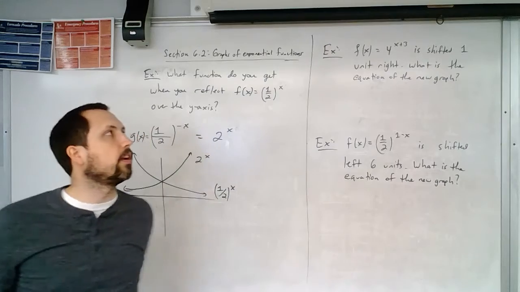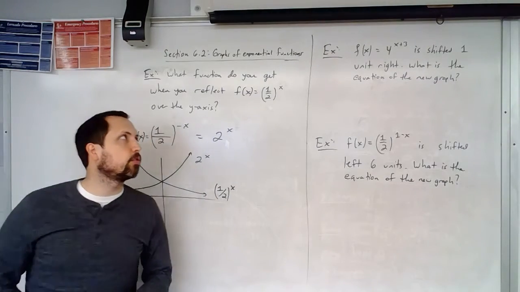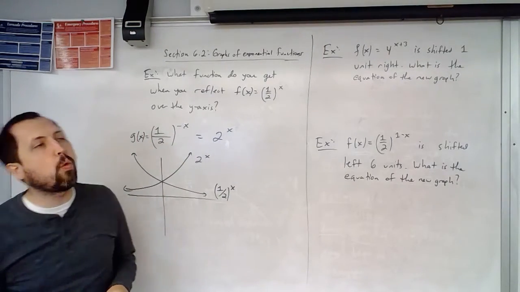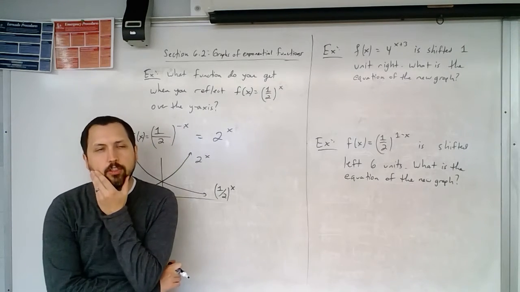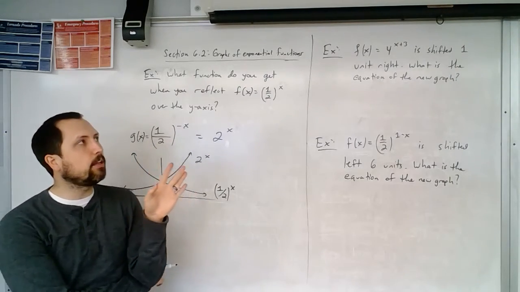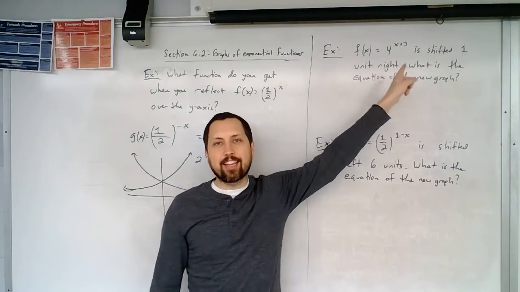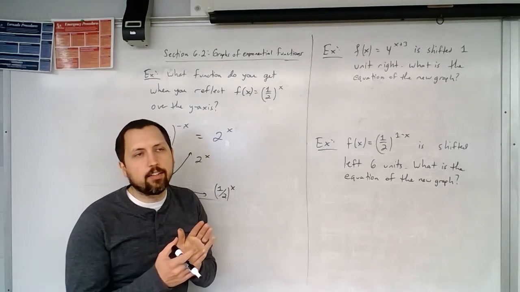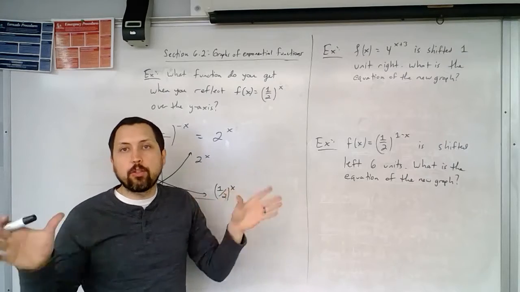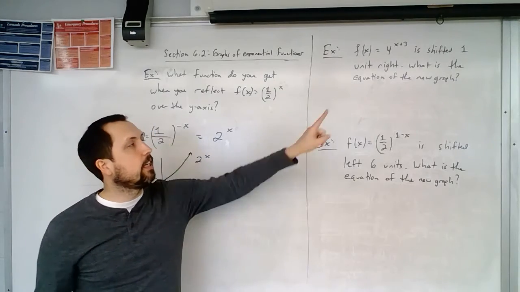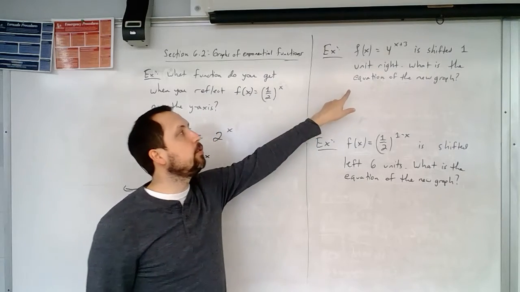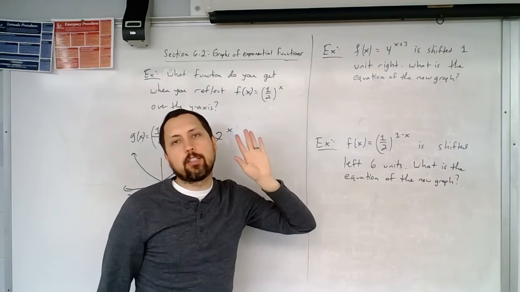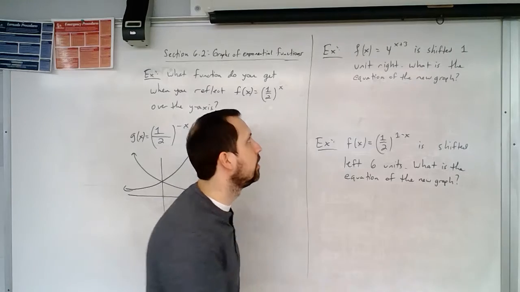So if we take a look at the next one, if we want to look at f of x equals 4 raised to the x plus 3, it's shifted 1 unit right. Okay, so if we think about it again, graph transformations, shifting right, that means we want to do something to the x on the inside. When we do our vertical things, that's when we do things to the outside of our function. Here we're doing it to the inside, and our inside now is the exponent. Shifted 1 unit right, that means I want to subtract 1 from x.